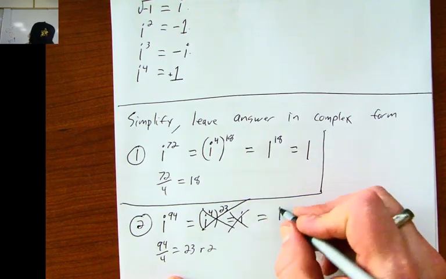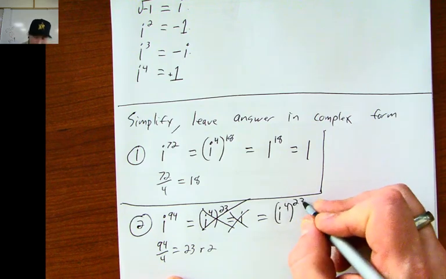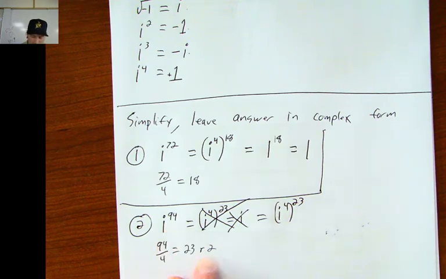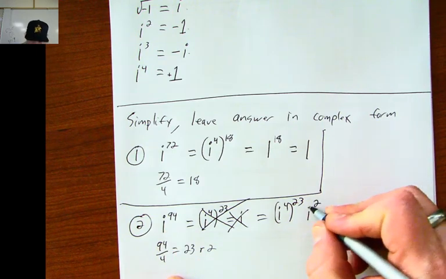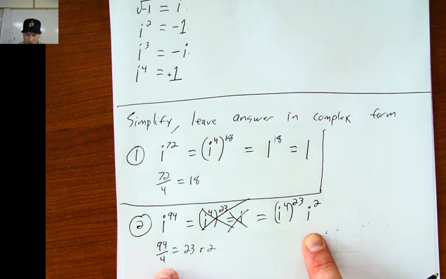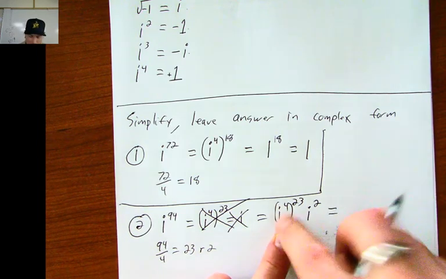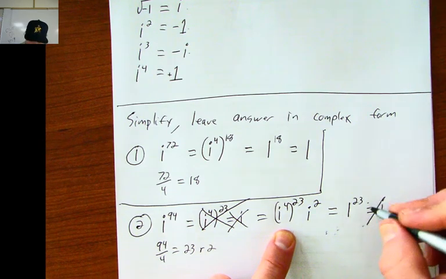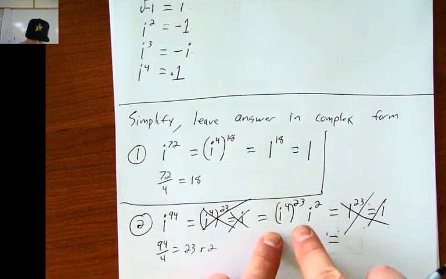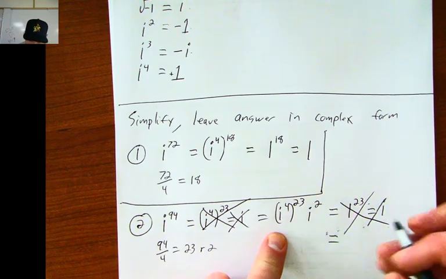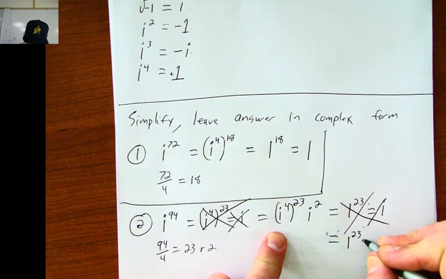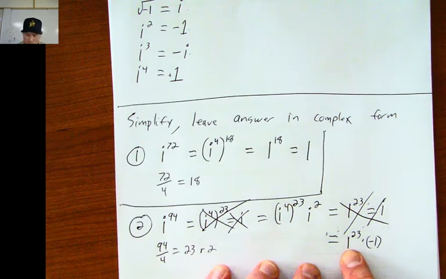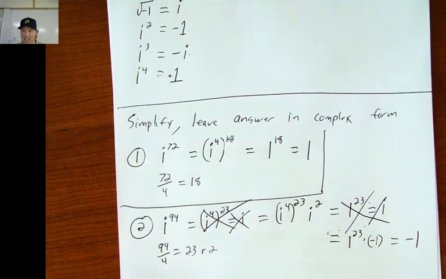So this is equal to i to the 4 raised to the 23. As I just said, that covers 92 of them, and we need 94. That's the remainder of 2. So what's left over is this i squared. The i to the 4 to the 23 becomes 1 to the 23 times i squared, which is -1. 1 to the 23 becomes 1, which means this answer is -1.